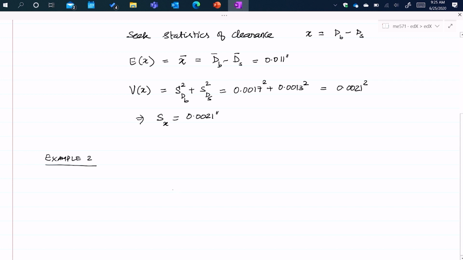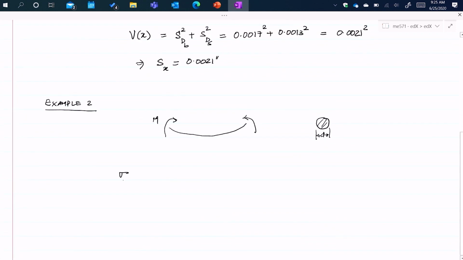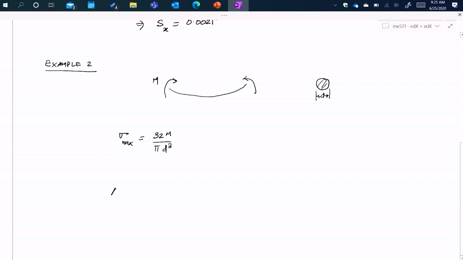So we have a beam that is simply supported with a bending moment M, and the cross section of the beam is circular with a diameter d. And we are told that the max bending stress, which I'm going to call sigma max, is 32 M over pi d cubed. And what we want is the mean value of this max stress. So let me call this sigma bar max, and that's going to be by the quotient formula.